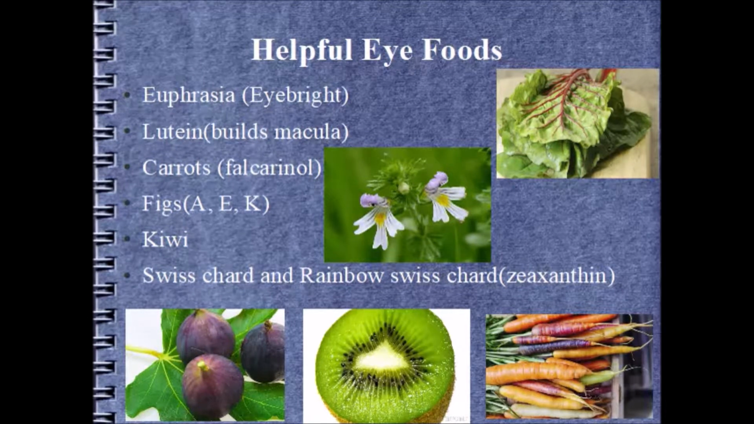Here we have some helpful eye foods. First on the list is euphrasia, also known as eyebright. It's good for clearing up cataracts and helping to prevent blindness, and it also helps you see better. Next we have lutein, which is an amino acid that helps build the macula. Third we have carrots, which have a phytonutrient in them called falcarinol, in addition to vitamin A, which everyone knows. But falcarinol is actually something that helps prevent fungus. Then we have figs, which have vitamins A, E, and K. Next we have kiwis and Swiss chard, which are high in zeaxanthin, and they help build the macula of the eye.